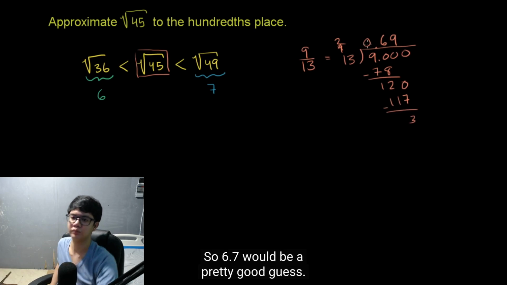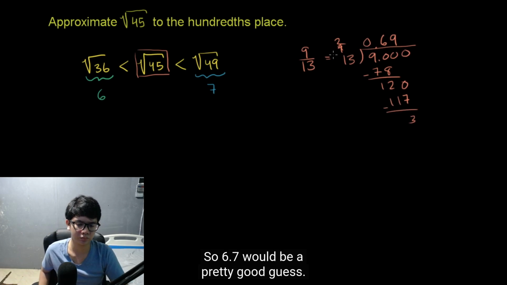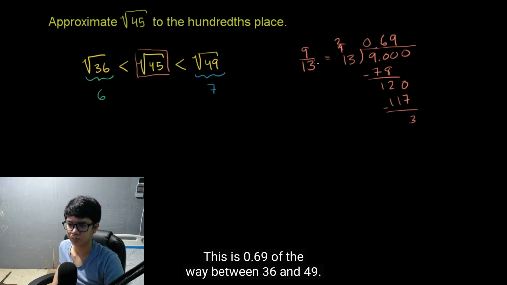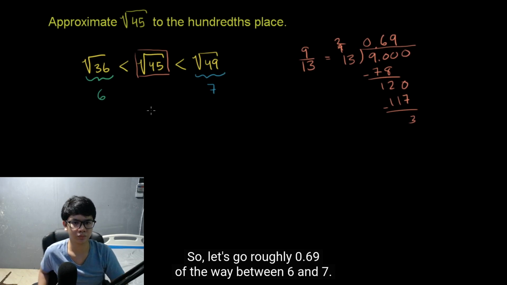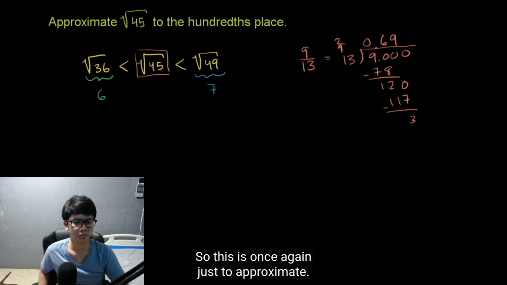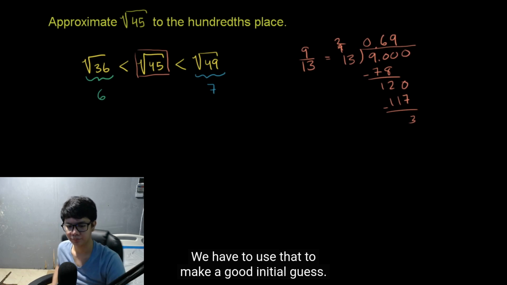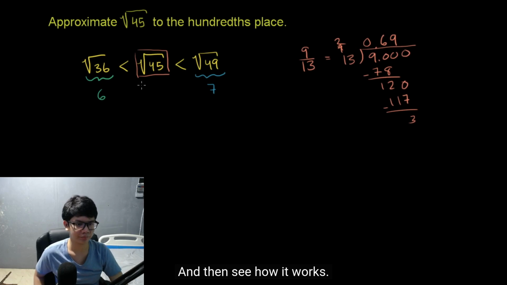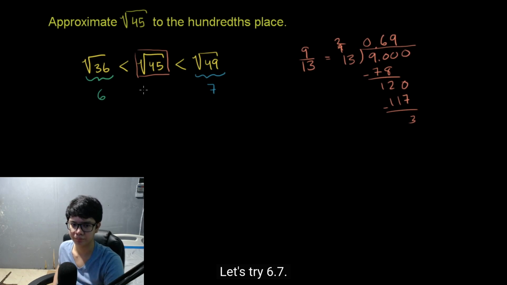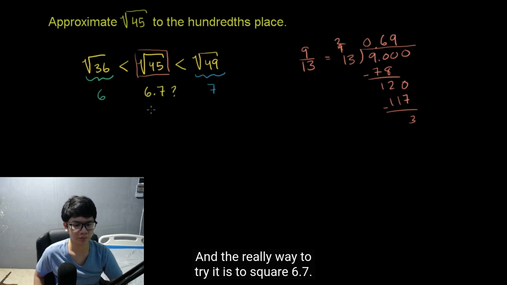So 6.7 would be a pretty good guess. This is 0.69 of the way between 36 and 49. So let's go roughly 0.69 of the way between 6 and 7. So once again, this is just to approximate. It's not necessarily going to give us the exact answer. We have to use that to make a good initial guess and then see how well it works. So let's try 6.7. And the real way to try it is to square 6.7.